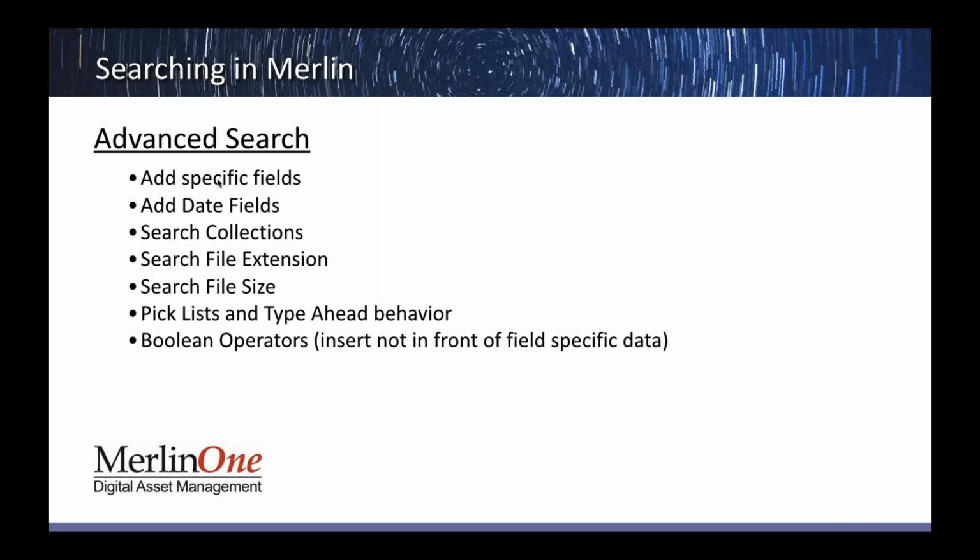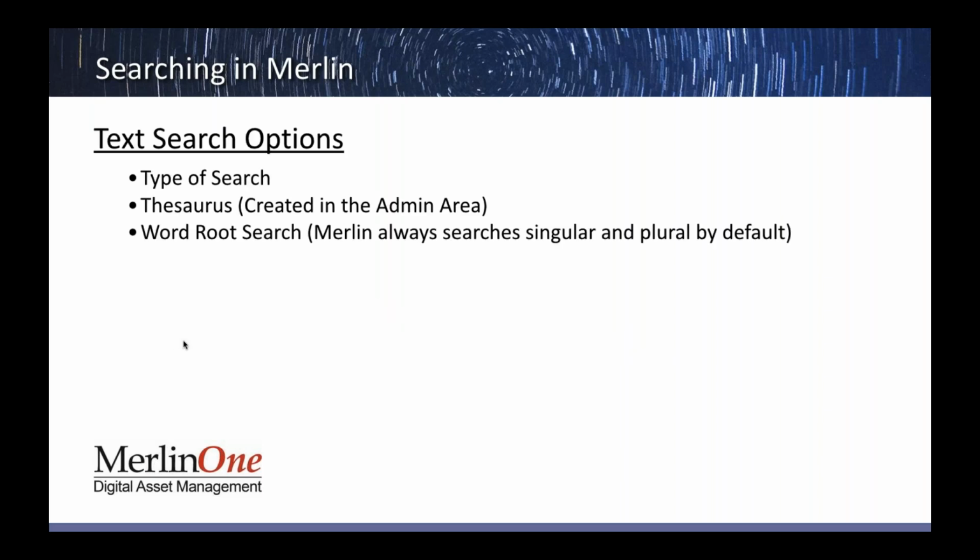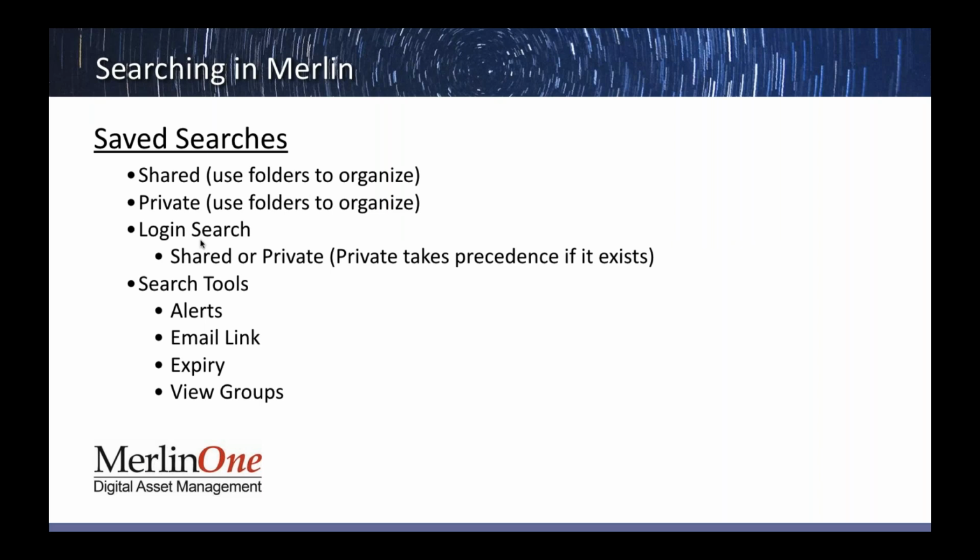And again, we'll talk about the Boolean operators as they relate to the specific field. So it's not just in the simple search, you can search specific fields using those Boolean operators. In terms of the text search options, this determines how your search behaves, whether the thesaurus is used, the type of search that's invoked, and whether we're running a word root search or not. And we're going to talk about that in detail, and I'll show it to you.